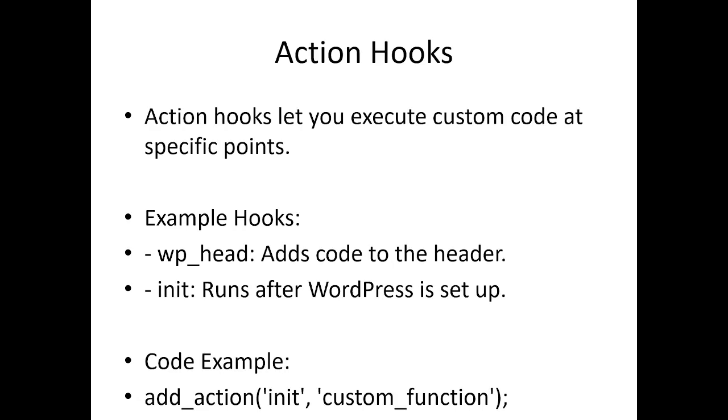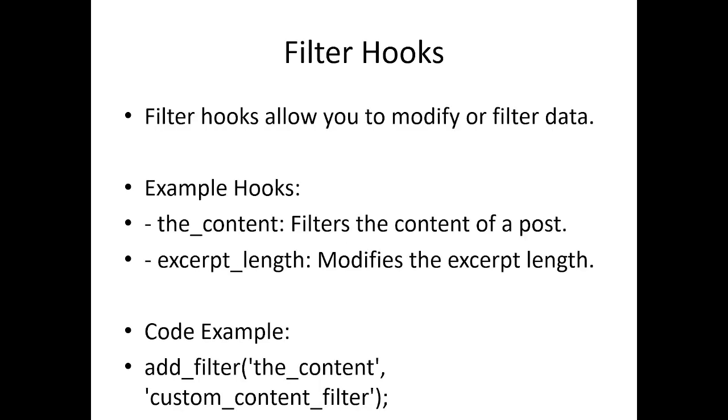What are action hooks? Action hooks let you execute custom code at specific points. For instance, if you want to add Google Analytics to your site, you can use the wp_head hook to insert the tracking code into your site's header. This way, the code is automatically included on every page.